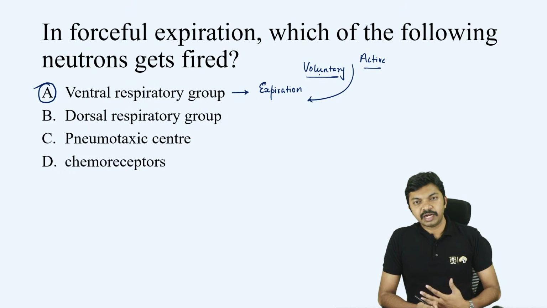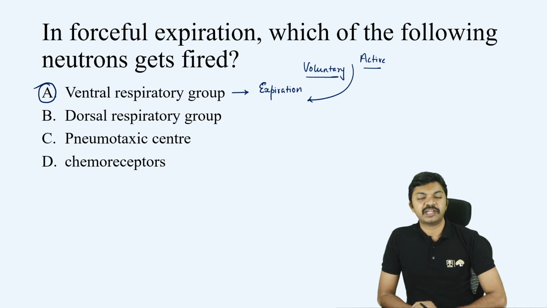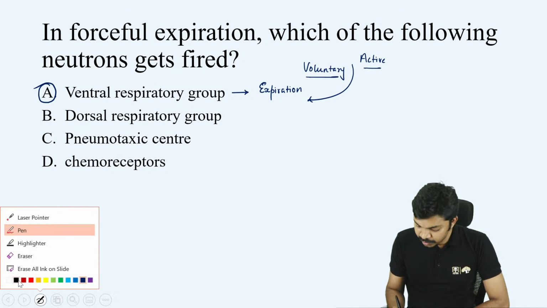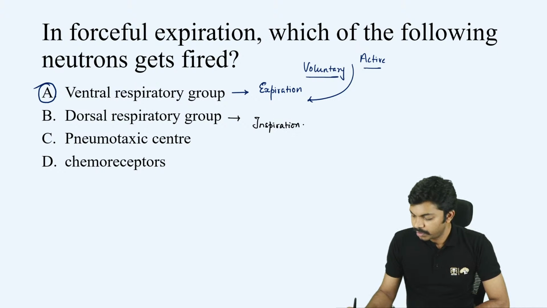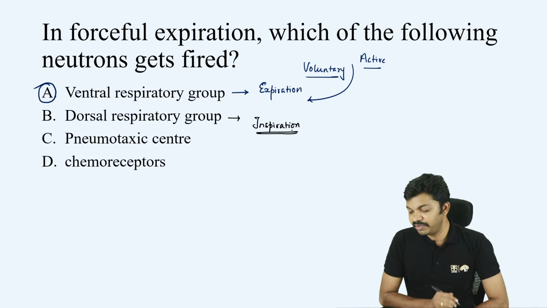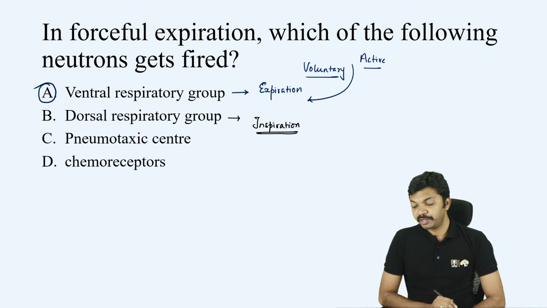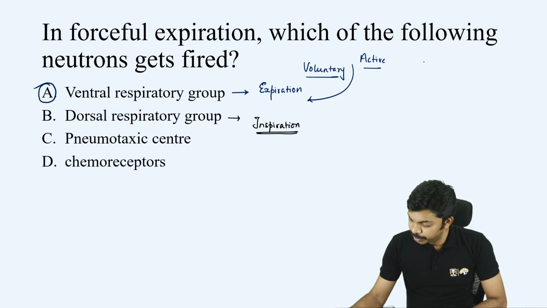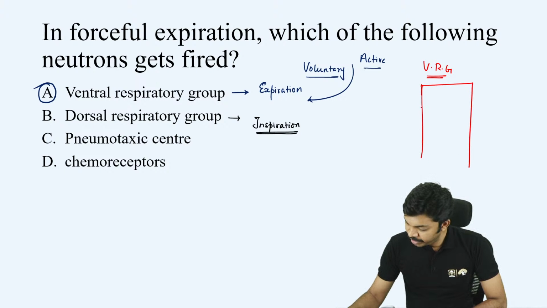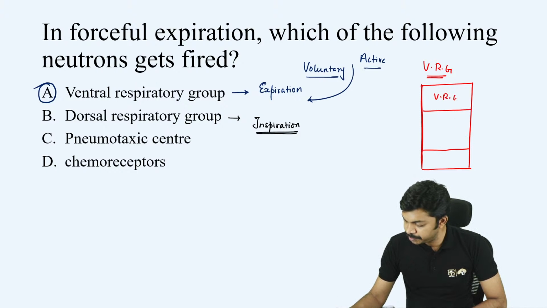Alright, voluntary breathing out, active breathing out are mediated by ventral respiratory group of nucleus, while dorsal respiratory group of nucleus is involved in inspiration, guys. Dorsal respiratory group of nucleus is exclusively involved in inspiration. Ventral respiratory group is involved in expiration. Now, you need to understand this within ventral respiratory group. As we just discussed, within ventral respiratory group, we have exclusive VRG regions, which are concerned with expiration.